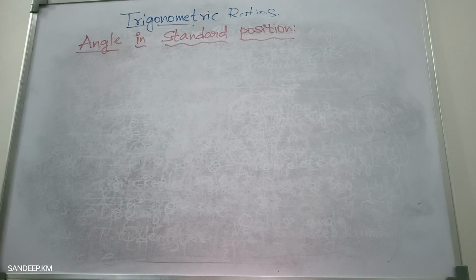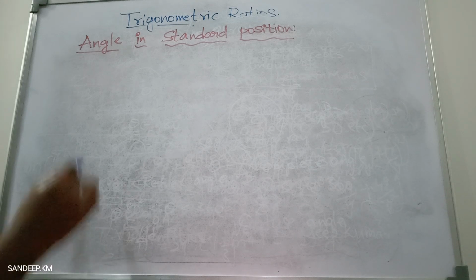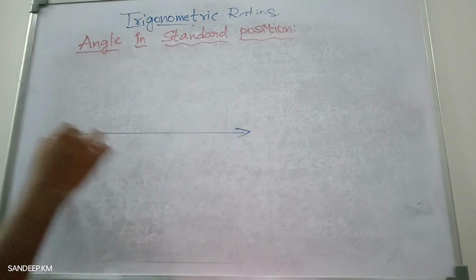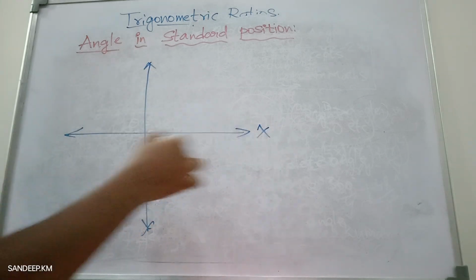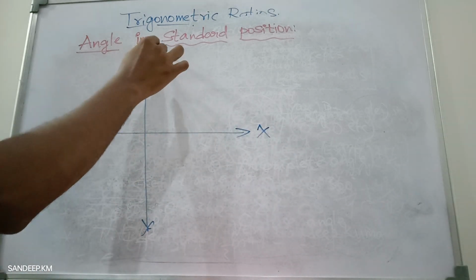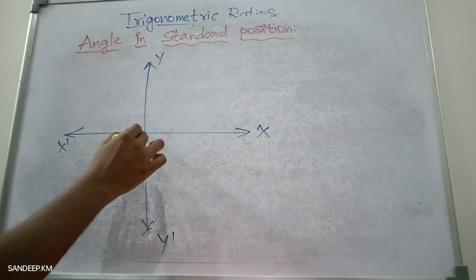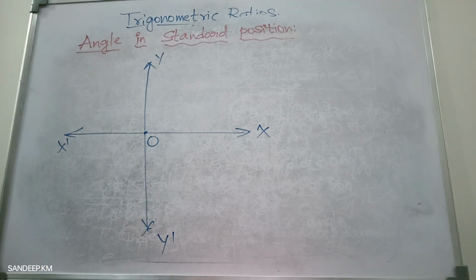What is an angle in standard position? It's very simple. Let me consider a coordinate axis. So here is our x-axis and this is our y-axis. Both the axes intersect at a point called origin.